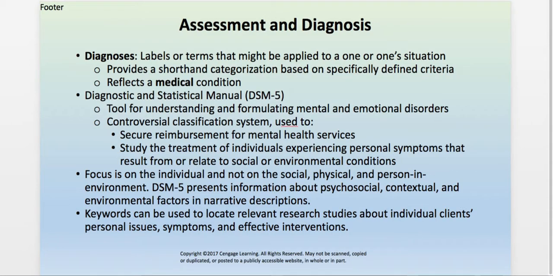One of the concepts that we want to talk about early here is diagnosis, and diagnoses are labels or terms that might be applied to one or one situation. And the intent of the diagnosis, now most diagnoses that you're going to deal with in the social work profession come from the Diagnostic and Statistical Manual, now the DSM-5. The textbook refers to the DSM-4 or DSM-4R, I believe, in different places. The 5 replaced that here within the last year or two.